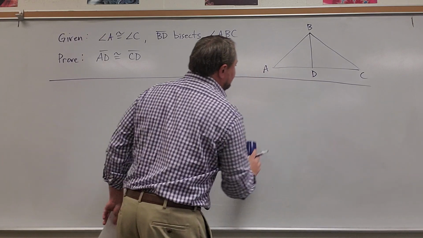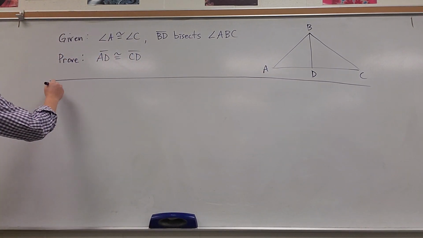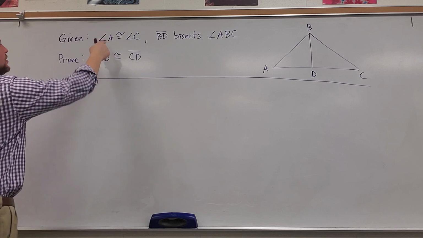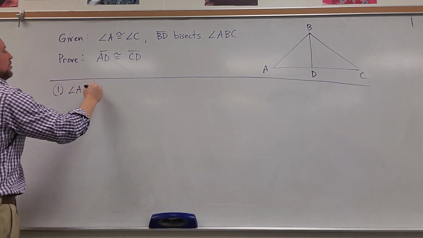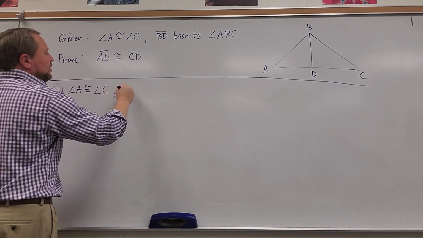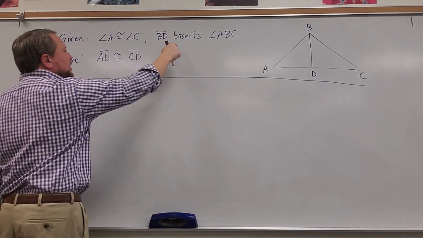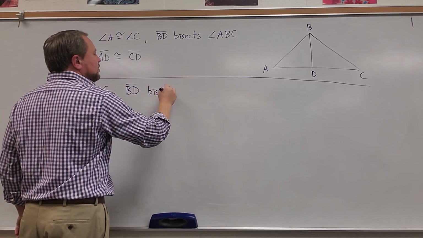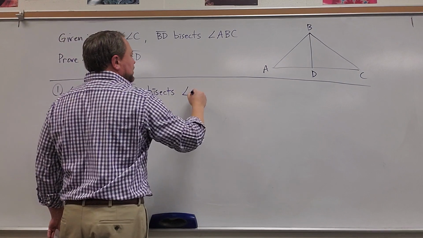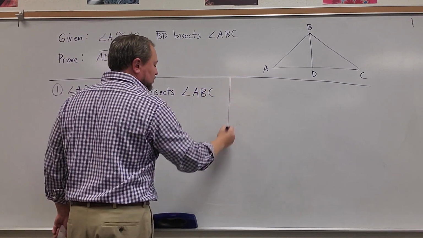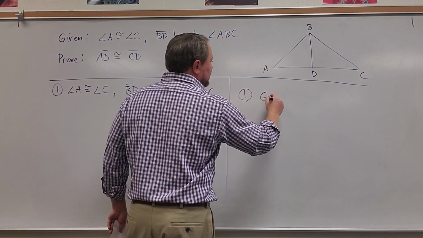All right, with that in mind, let's do our problem here, our proof. Let's copy down angle A is congruent to angle C. BD bisects angle ABC. We write down that was given.